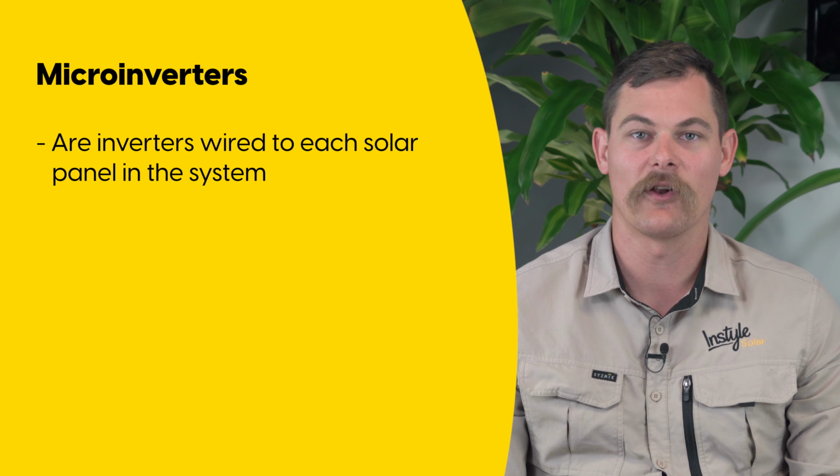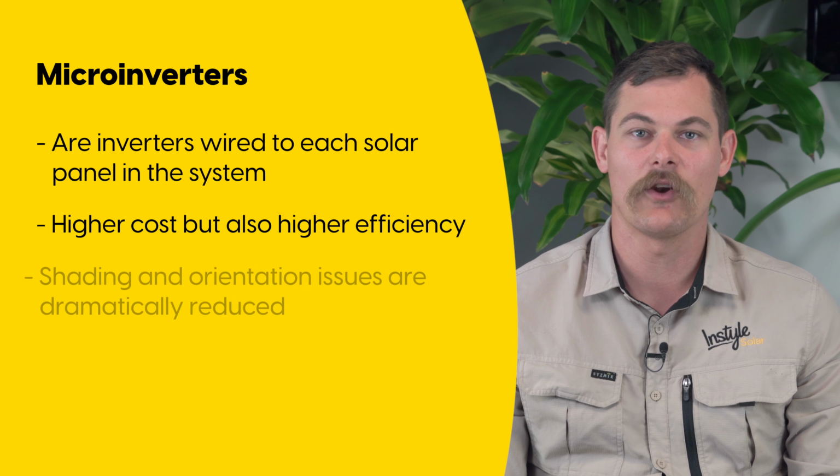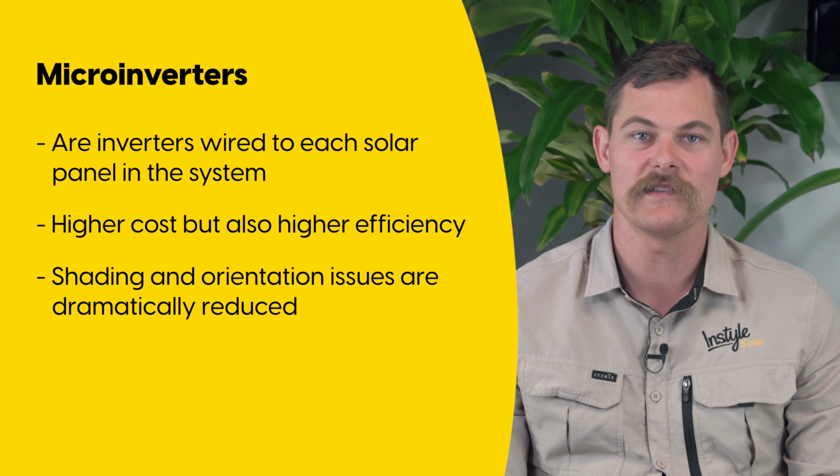This means that each panel has an inverter, which increases the overall cost of the solar system, but it also increases the efficiency of the solar system. The impact that shading and orientation have on the efficiency of the system is dramatically decreased with microinverters.